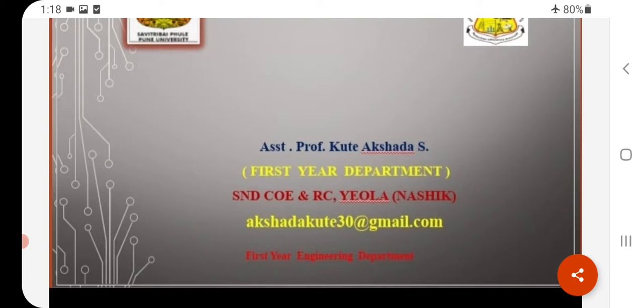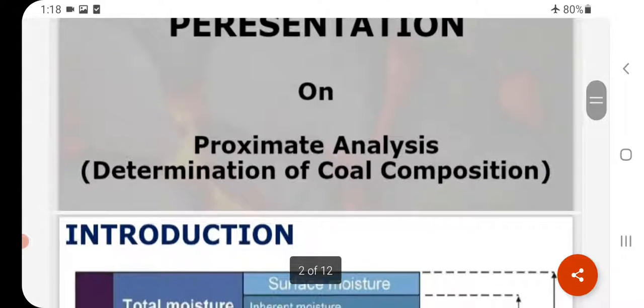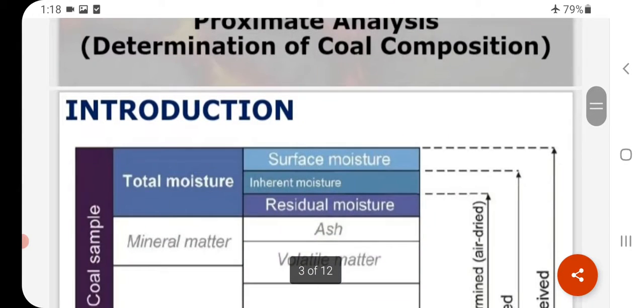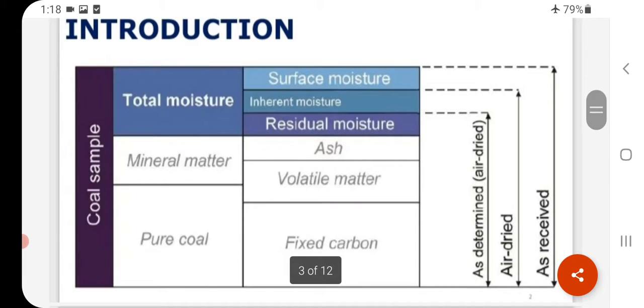Subject is Engineering Chemistry. Today's topic is Proximate Analysis of Coal. Determination of coal composition. Introduction. In coal, we determine the coal sample's total moisture, mineral matter, and pure coal. Surface moisture, inherent moisture, residual moisture, ash, volatile matter and fixed carbon.